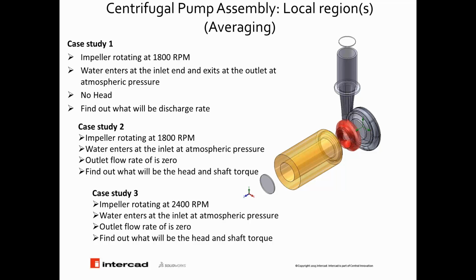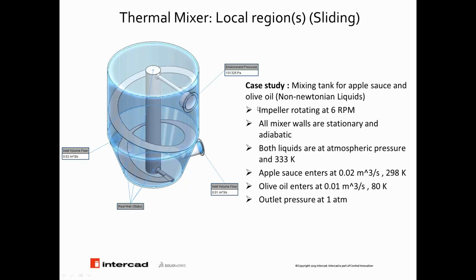However, SolidWorks capabilities in doing turbomachinery analysis go beyond this point, as in our second case, we are talking about a mixing tank for applesauce and olive oil. Both of them are non-Newtonian liquids. It could be any liquids that are compressible or incompressible. As you can see here, we have a tank with a, let's say, blade to mix. We have an impeller which is rotating at 6 RPM.